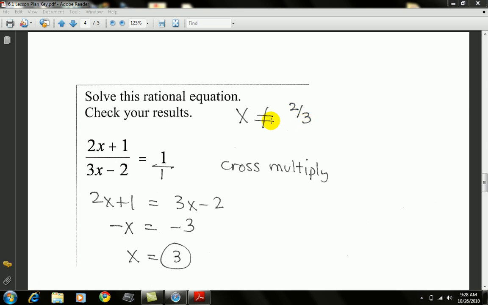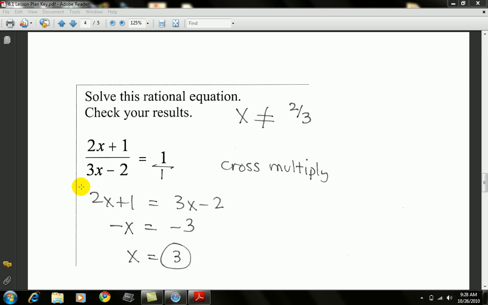Now, of course, the reason that's a restricted value is if you put 2/3 into the denominator, it would become 0, and that's not allowed. But that's the little procedure for finding your restricted values. Set the denominator equal to 0 and solve that equation. That's called your trouble equation, and that helps you locate who to throw out.